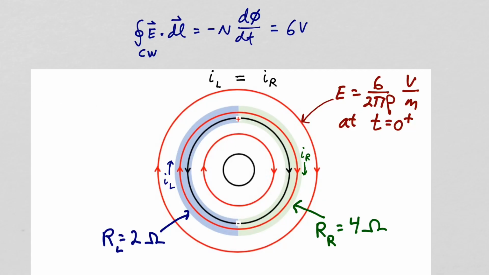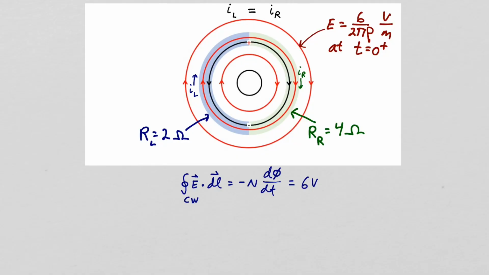Let's apply Faraday's law to a clockwise path through the ring. The integral of E dot dl through the left half of the ring will be the current flowing in the left half of the ring times 2 ohms. And the integral of E dot dl through the right half of the ring will be the current flowing in the right half of the ring times 4 ohms. And this will equal our electromotive force of 6 volts.